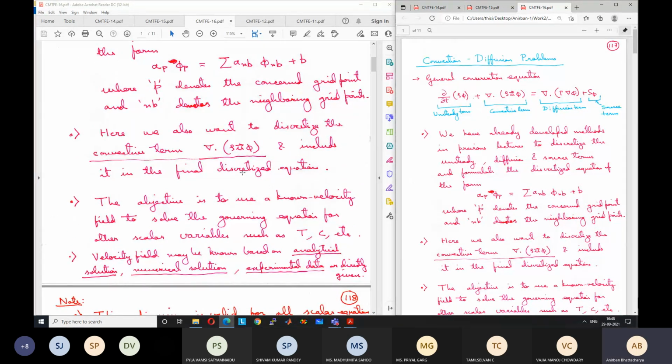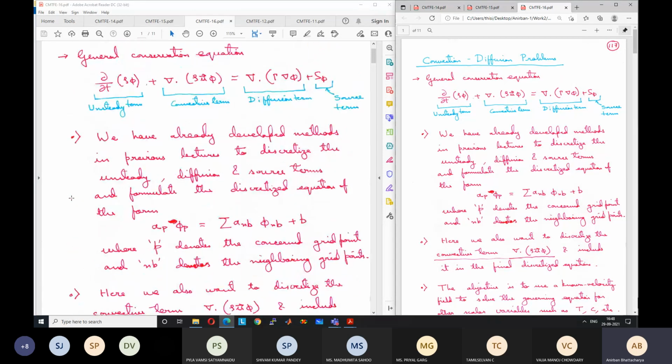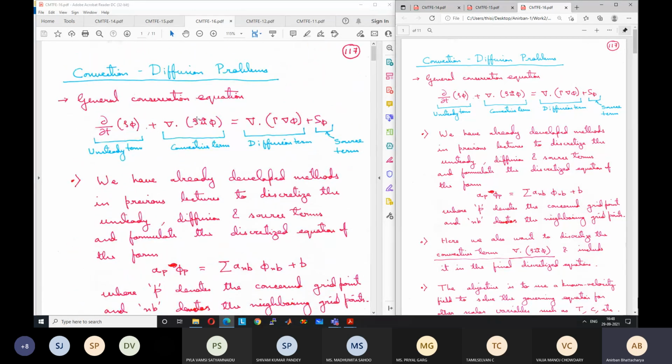At this point, we will not bother with how the velocity is known. To solve this equation, you need to know the velocity. Velocity still needs to be known. Generally, when we solve a problem, we calculate the velocity by solving the Navier-Stokes equation and the continuity equation.